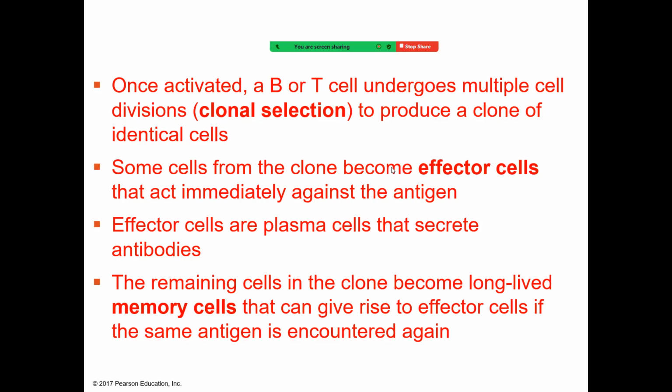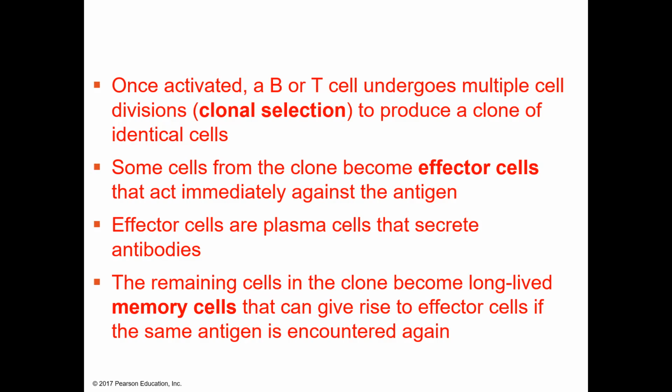For activation, once a B or a T cell is activated, and that's going to happen because it has encountered an antigen presenting cell, the B or T cell will undergo multiple cell divisions, so mitosis, and this process is called clonal selection, and it produces a bunch of identical cells. So they're all going to be cells that will be targeting and recognizing that one specific epitope on the antigen.